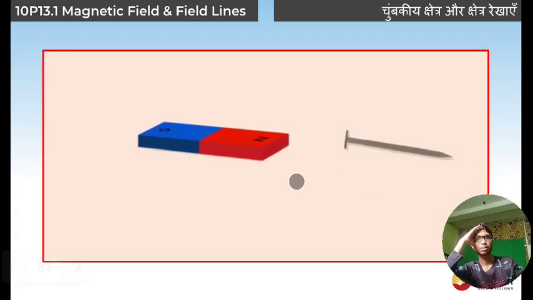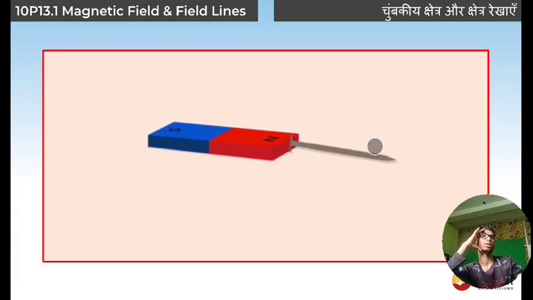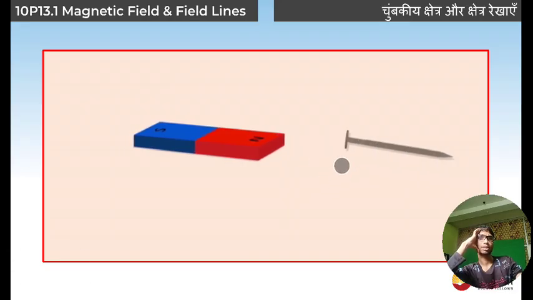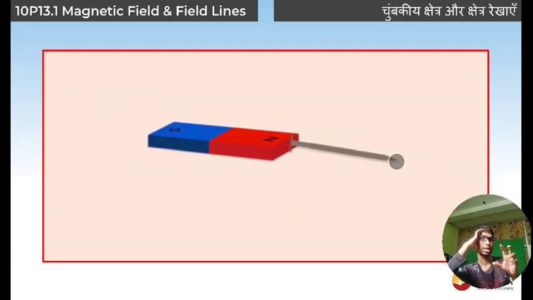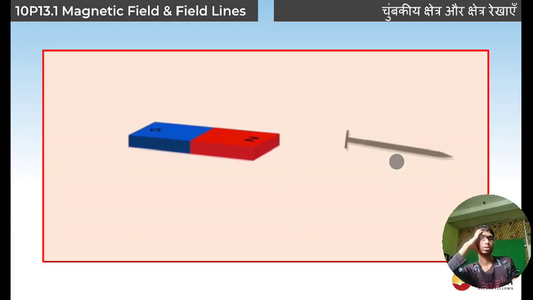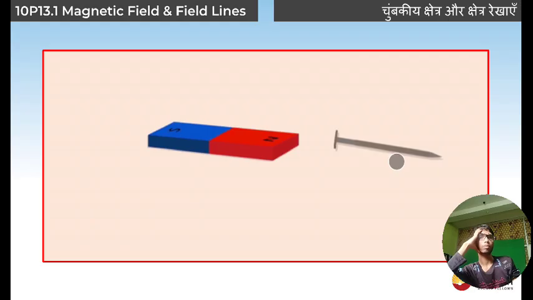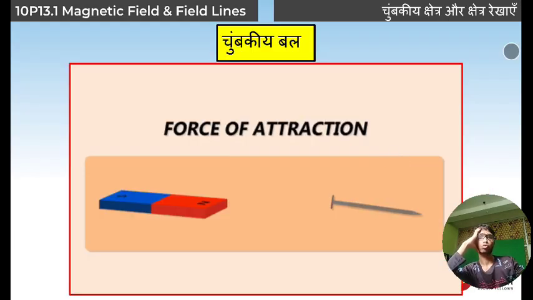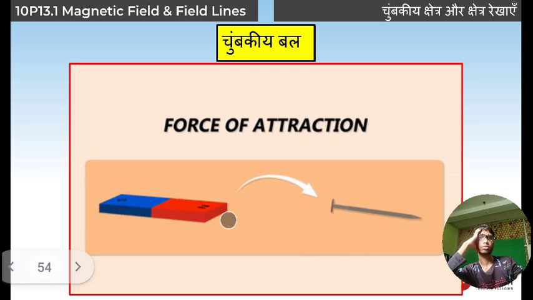But in this case, the mass of this is more, and the mass of this is also more, and the distance is the same. So in this case, we are observing that both are being attracted to each other because of the mass of the objects. Force of attraction.